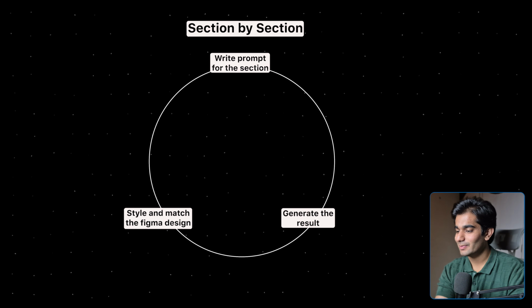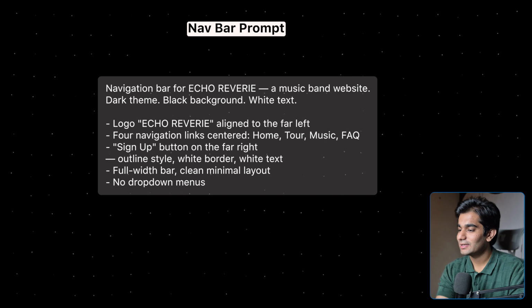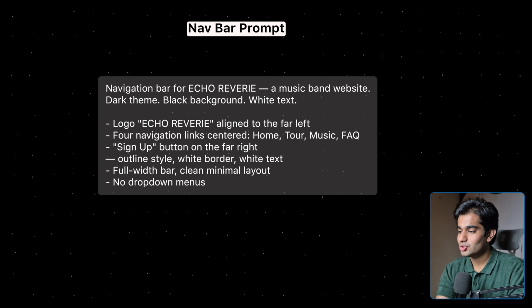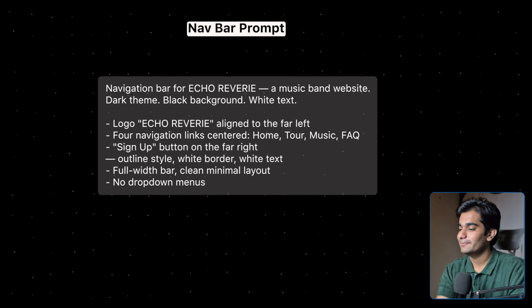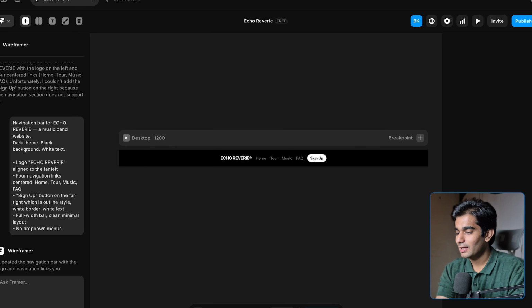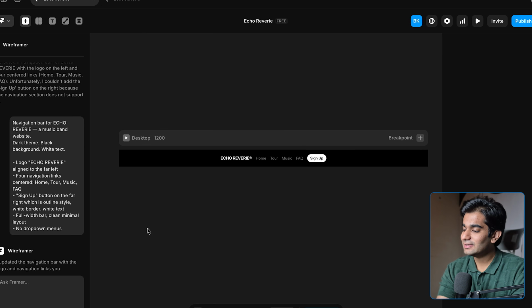Let's start with the navigation bar. Using the same 4-part prompt that we just covered, I've written a focused prompt for just this one section. Short, specific, and structure only. Let's generate. Okay, structurally, this is solid. Black background that I just created, logo on the left, nav links, sign up button on the right, good foundation. 3 quick fixes. We need to move the links to the middle. The sign up button needs to be outline styled, not filled, and the logo needs to sit further left. All minor, let me fix those quickly now.